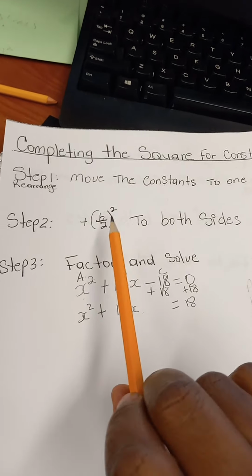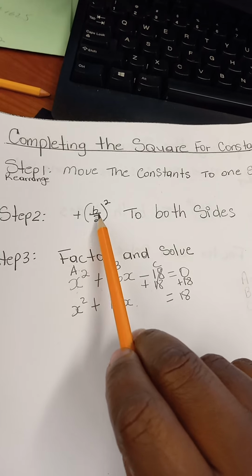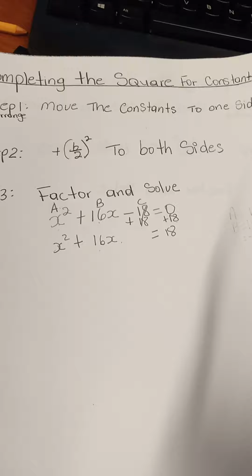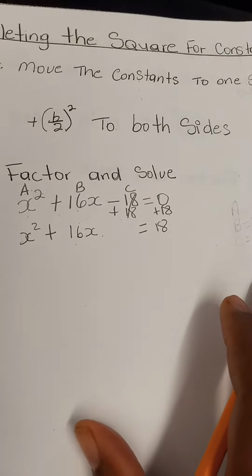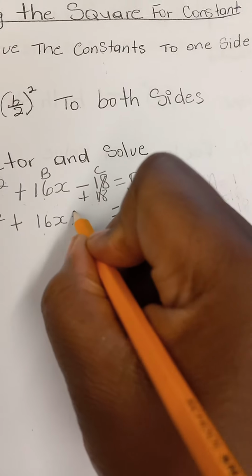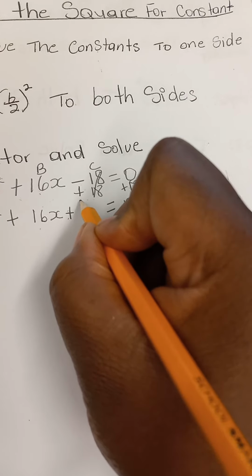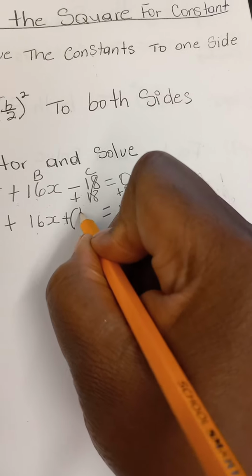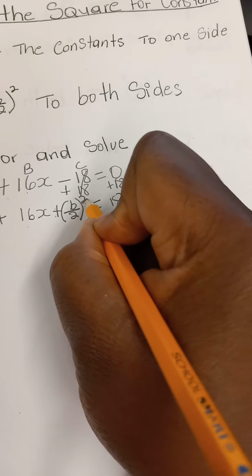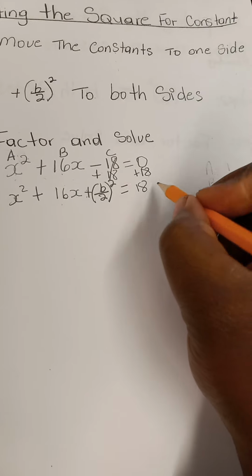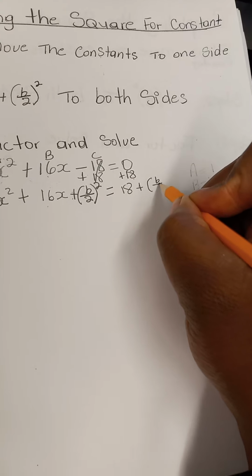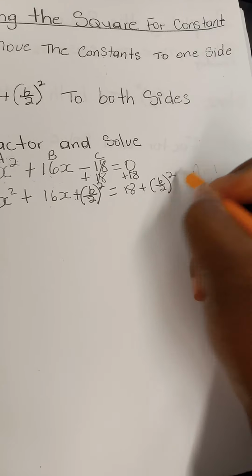Step 2 says you're going to half b and then square it. What we do to one side, we're going to do to both sides. And I'm going to do this as simply as possible so that everyone can understand. So I am going to add, in parentheses, my b. I'm going to half it, then I'm going to square it. Then I'm going to do the same thing to this side: I have my b, I'm going to half it, and then I'm going to square it.